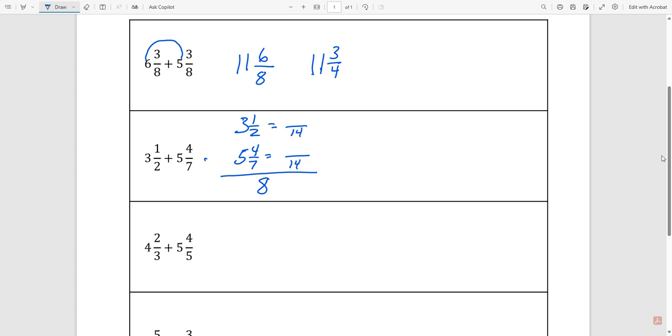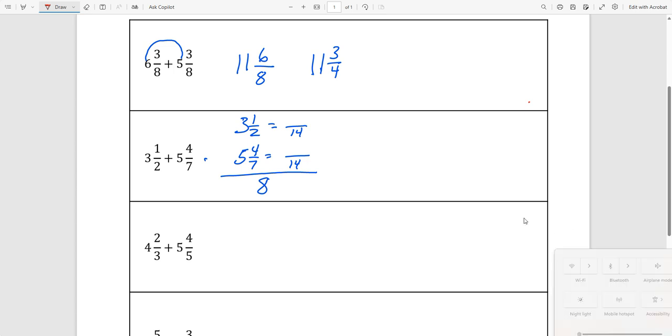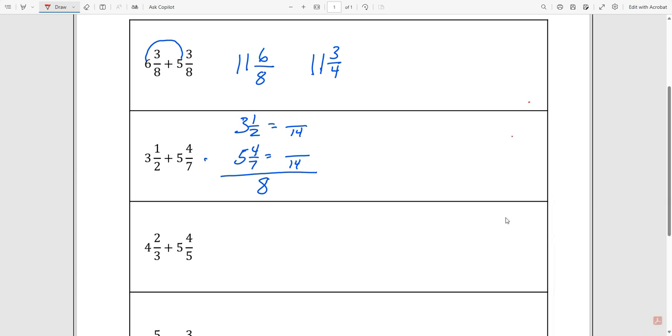And if you did not watch my other video on adding and subtracting mixed numbers, I keep getting this stuff popping up, adding and subtracting mixed numbers, let's demonstrate how this process works.